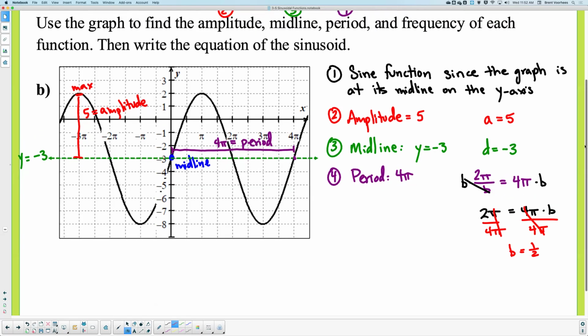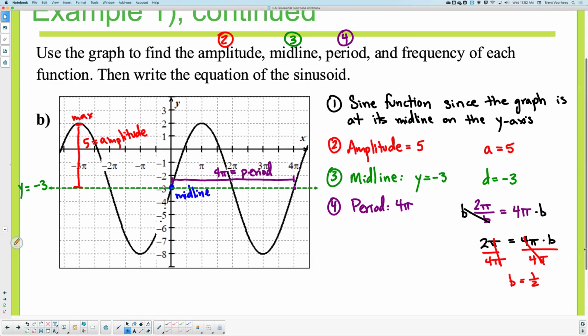Last thing we have to find is the frequency. Now, frequency is the reciprocal of the period. Since I already know the period, I just take the reciprocal. What's the reciprocal of 4 pi? Nope. Reciprocal means flip. So 4 pi goes to the denominator. What do I put in the numerator? 1. There was nothing in the denominator here, so I just put a 1.